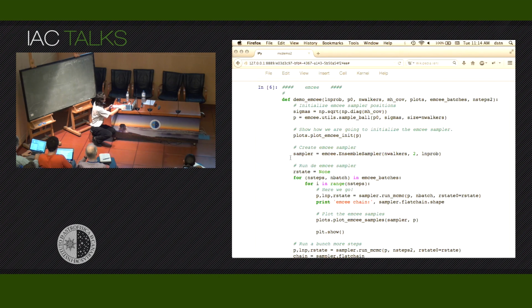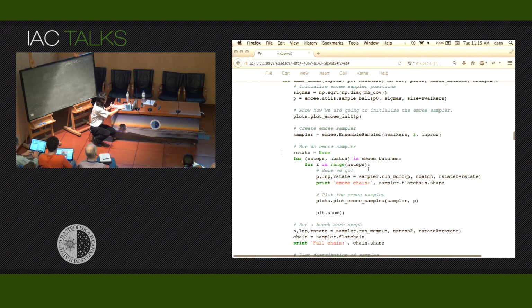Okay, and then a plot. Here's actually creating the sampler. It's called an ensemble sampler. You have to tell it how many walkers and how many dimensions, and also give it your log probability function.